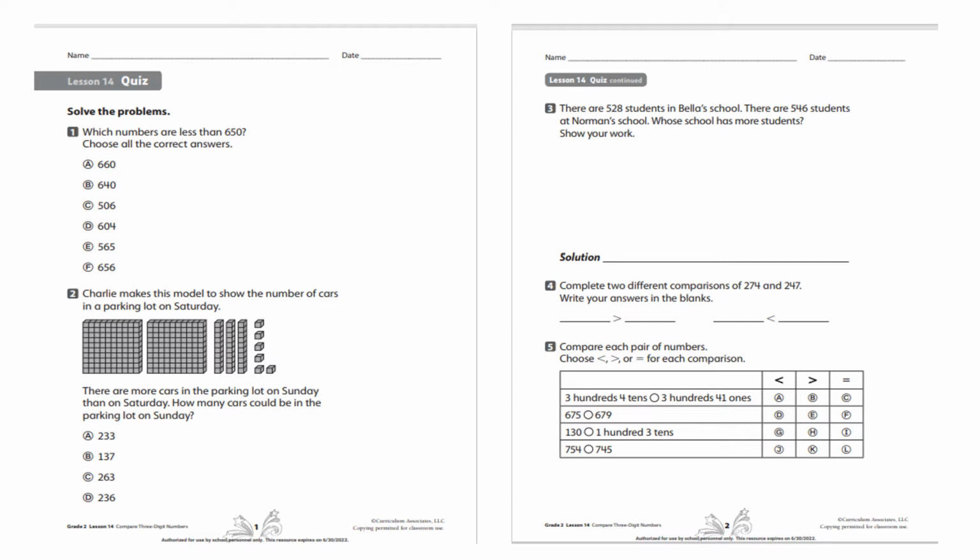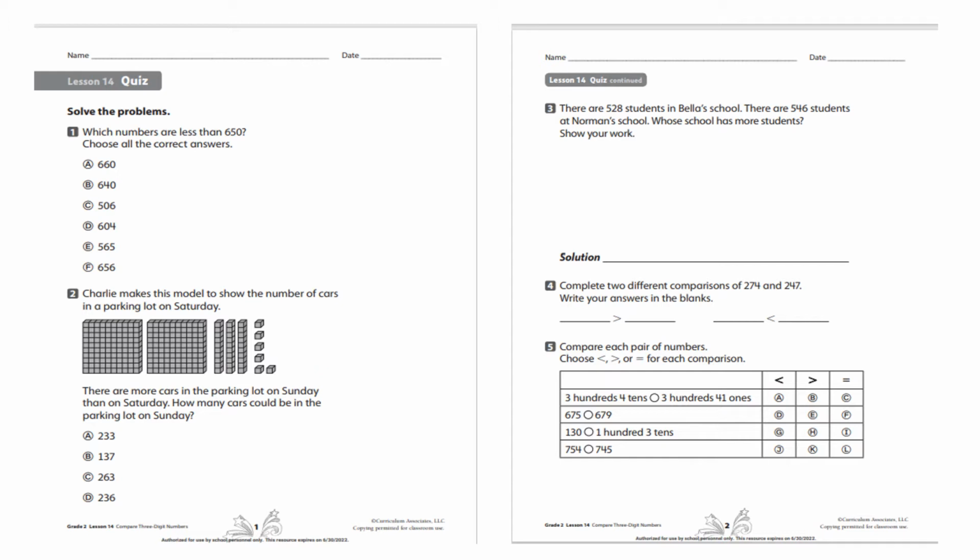Let's go ahead and look at what your test is going to look like on Wednesday for lesson 14. The first problem says, which numbers are less than 650? Choose all the correct answers. A, B, C, D, E, F. Boys and girls, there is more than one correct answer.